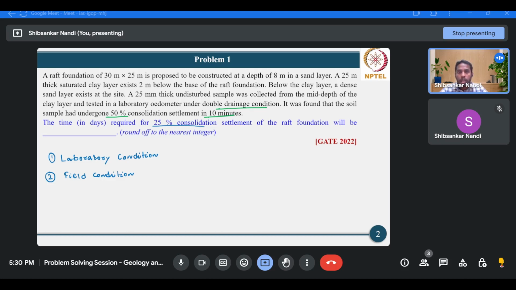So from the laboratory data, we'll first calculate the coefficient of consolidation. Once this coefficient of consolidation is known to you, you can calculate the time requirement for any percentage of consolidation, because depending on the percentage of consolidation you can calculate the time factor, and from this time factor you can calculate the time requirement. So this is all for this problem.